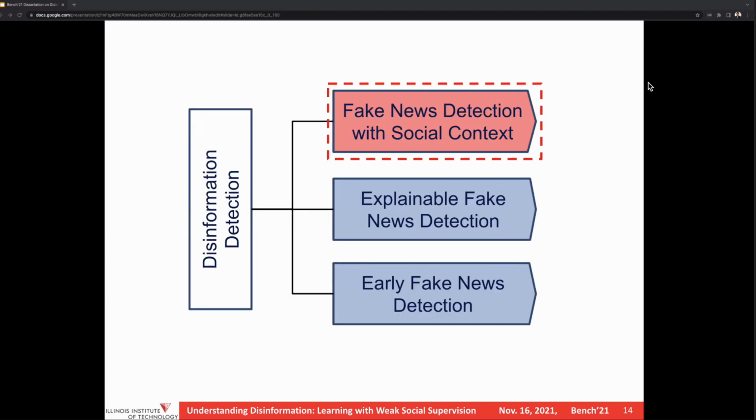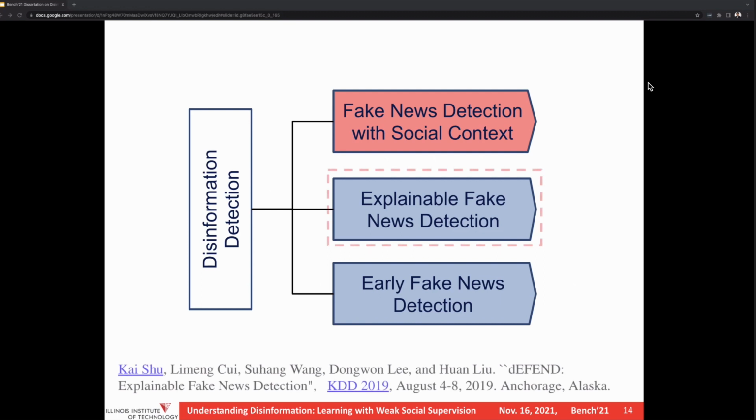Okay. So next, we want to ask domain experts, because fake news is a very interdisciplinary topic that is studied by not only computer scientists, but also social scientists, psychologists, neuroscientists, and so on, right? So we want to ask these domain experts, how can we build a model that can benefit them by making it more understandable? Okay. So next, I will introduce explainable fake news detection, which was published in KDD 2019.